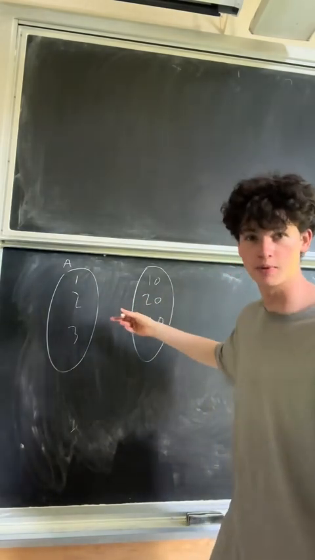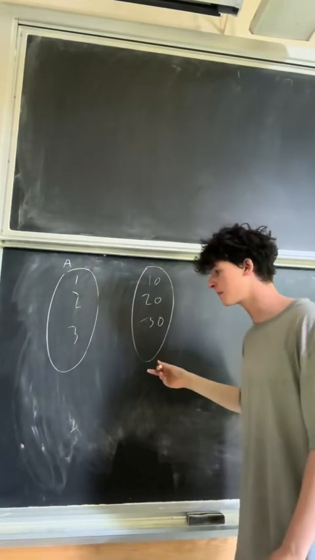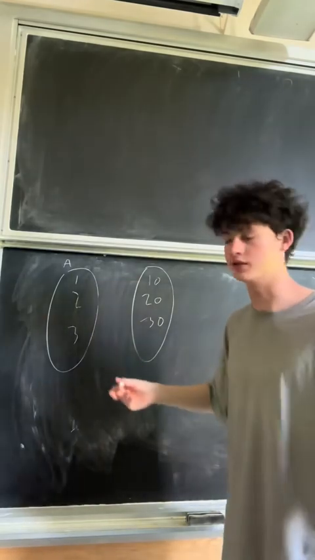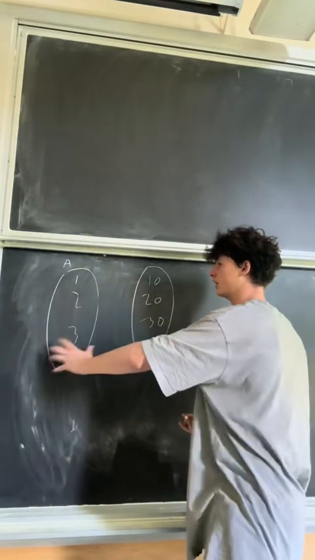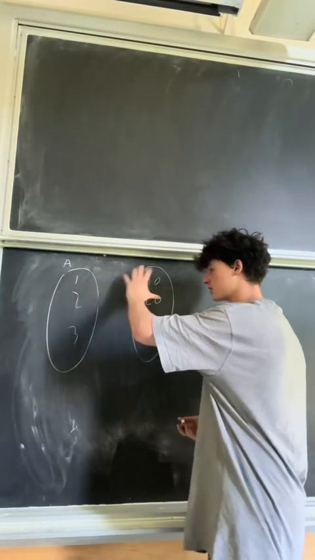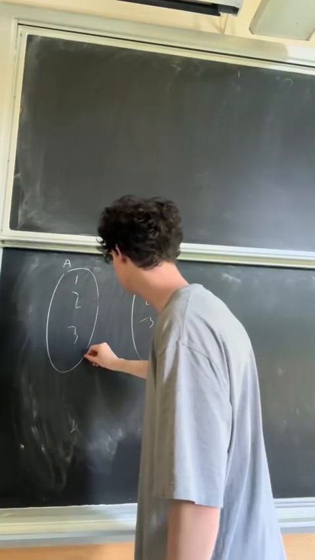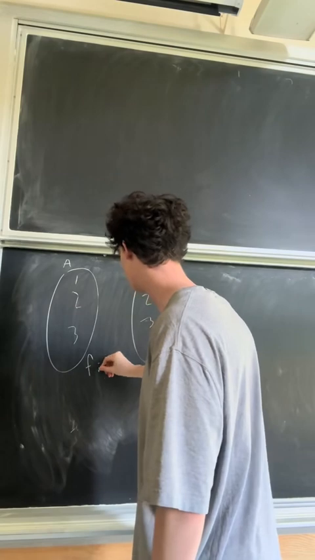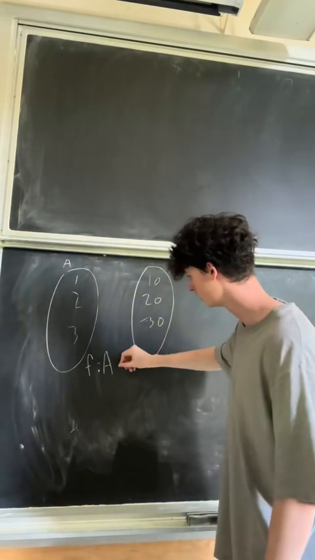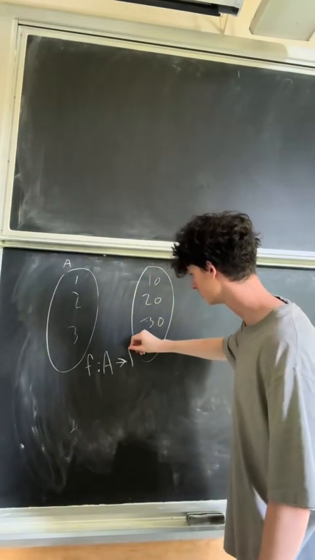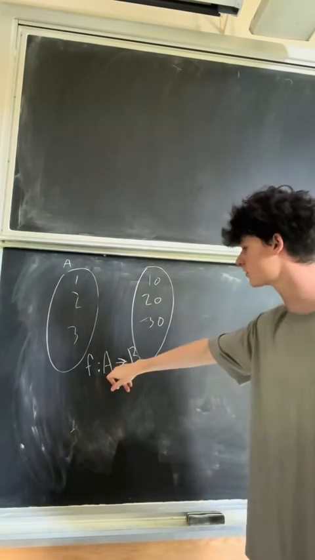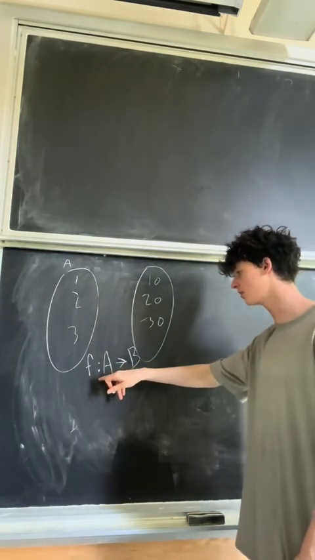So you probably heard domain and range before, and basically that's what it is. Domain is everything that lives inside the input, and range is everything that lives in the output. So our function f is going to map elements from A to B. This is the notation for defining a function that maps elements from A to B.